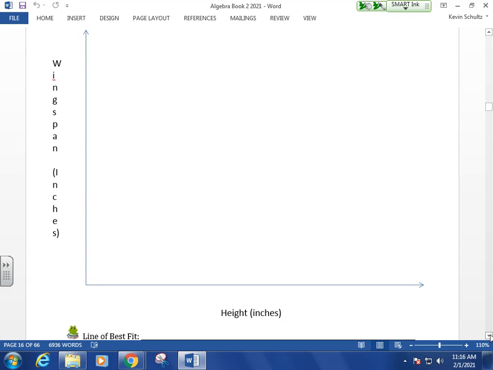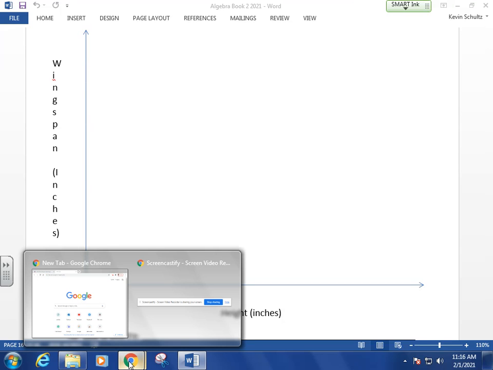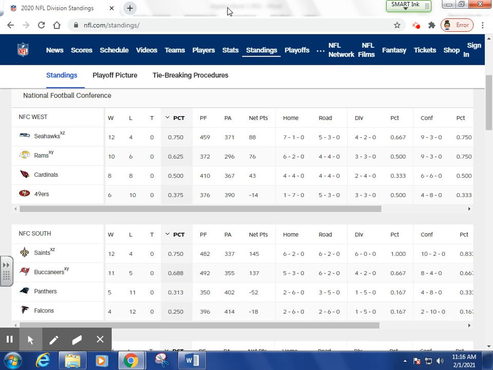And what we're going to look at is some data from this past season's NFL standings. We're going to compare points scored, where that column PF stands for points for, with games won. And we're going to look for a relationship, because that's what scatter plots really show us. It's a way to display data that shows if there is a relationship between two sets of things.